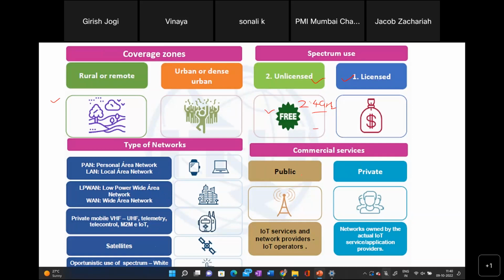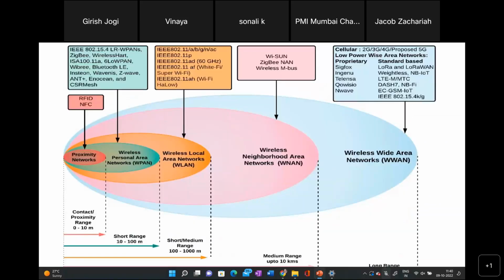Then there are commercial services, the public or the private services. So there are IoT service and network providers or IoT operators in the public space. And then there are networks owned by the actual IoT service or application providers. They use private networks for their own development. So again, this is one point which you need to consider while considering the IoT application.